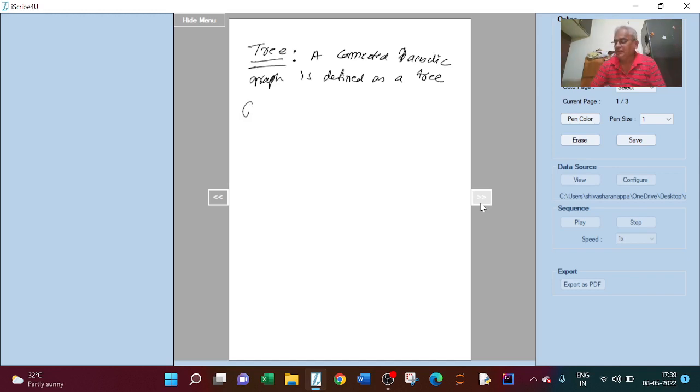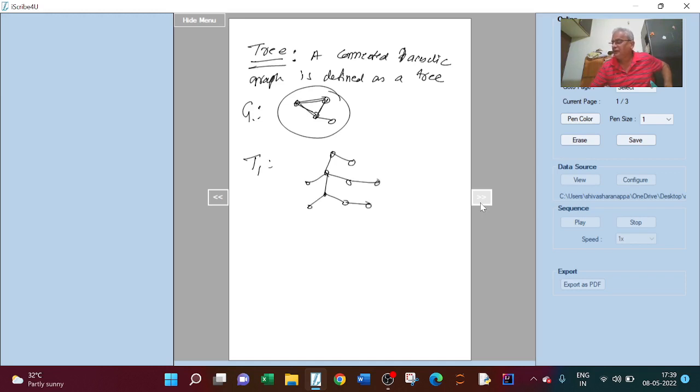See here, if I consider a graph here, this is a graph having cycles, because there is a cycle here. So I have to write a connected graph without cycles. So we write here T1, with vertices 1, 2, 3, 4, 5, 6, 7, 8, 9, 10, 11, 12. Many more we can write here. So this is a tree. This is a connected graph, and no cycles are there. Therefore, we say that this is a tree.